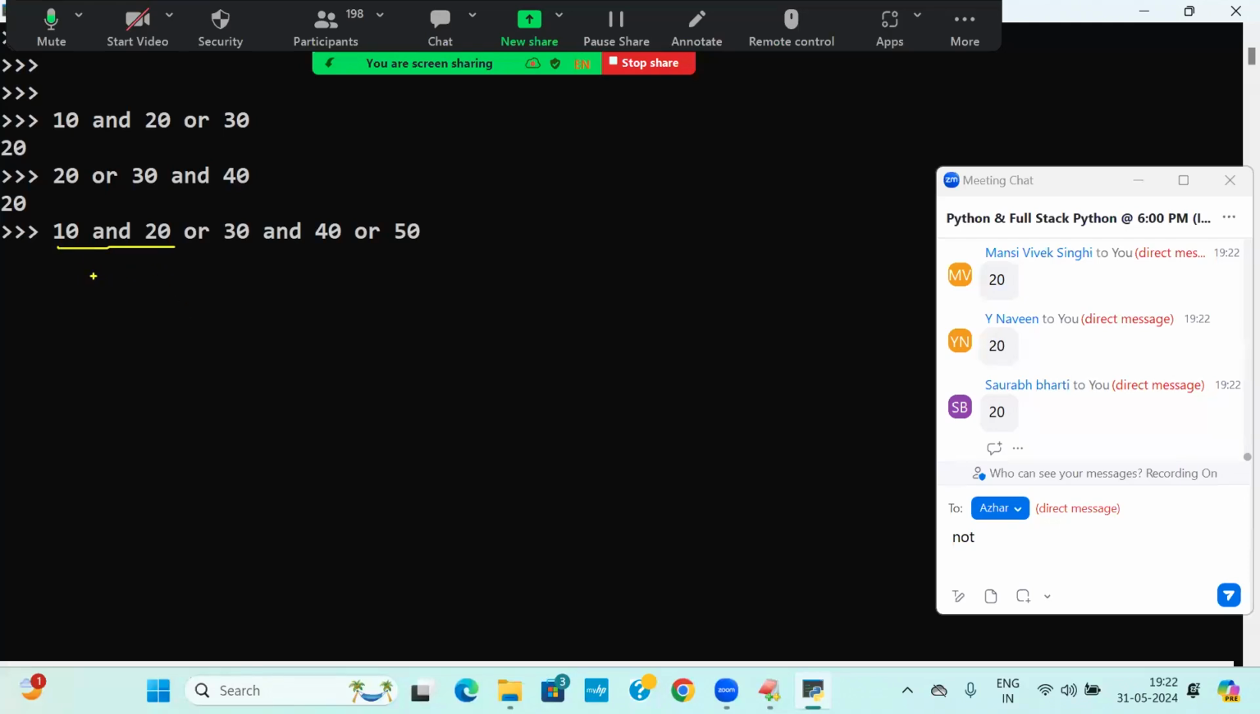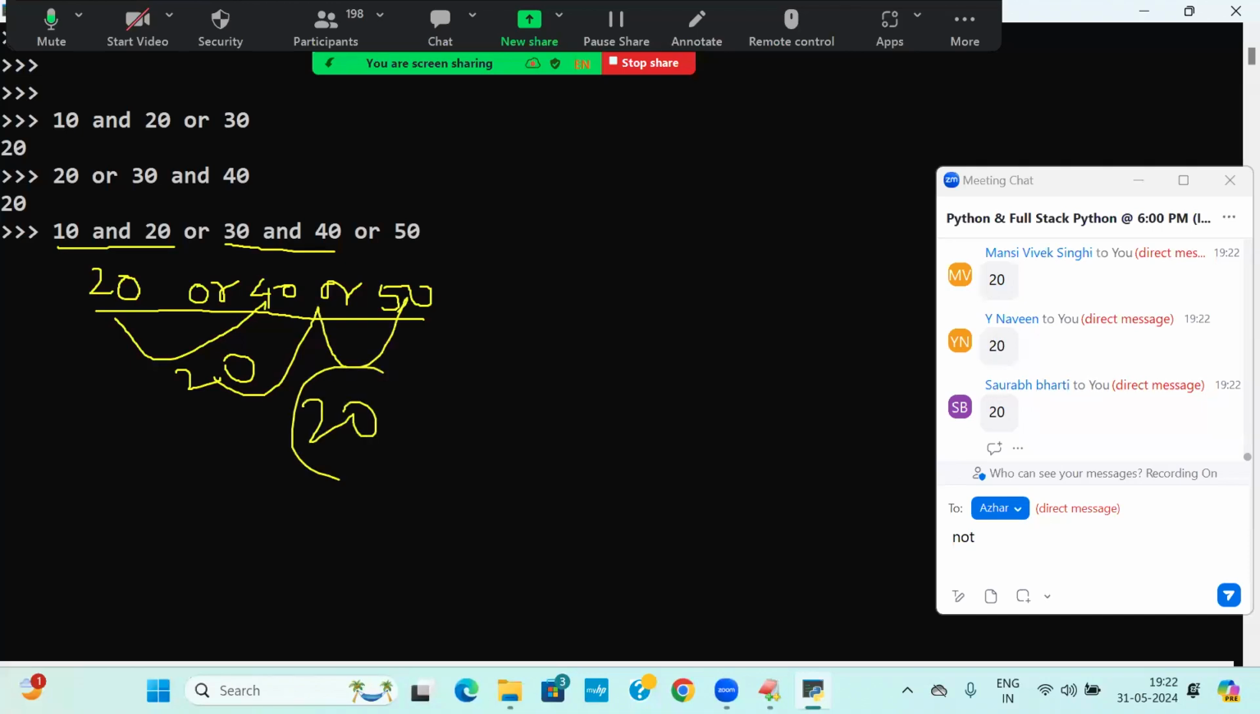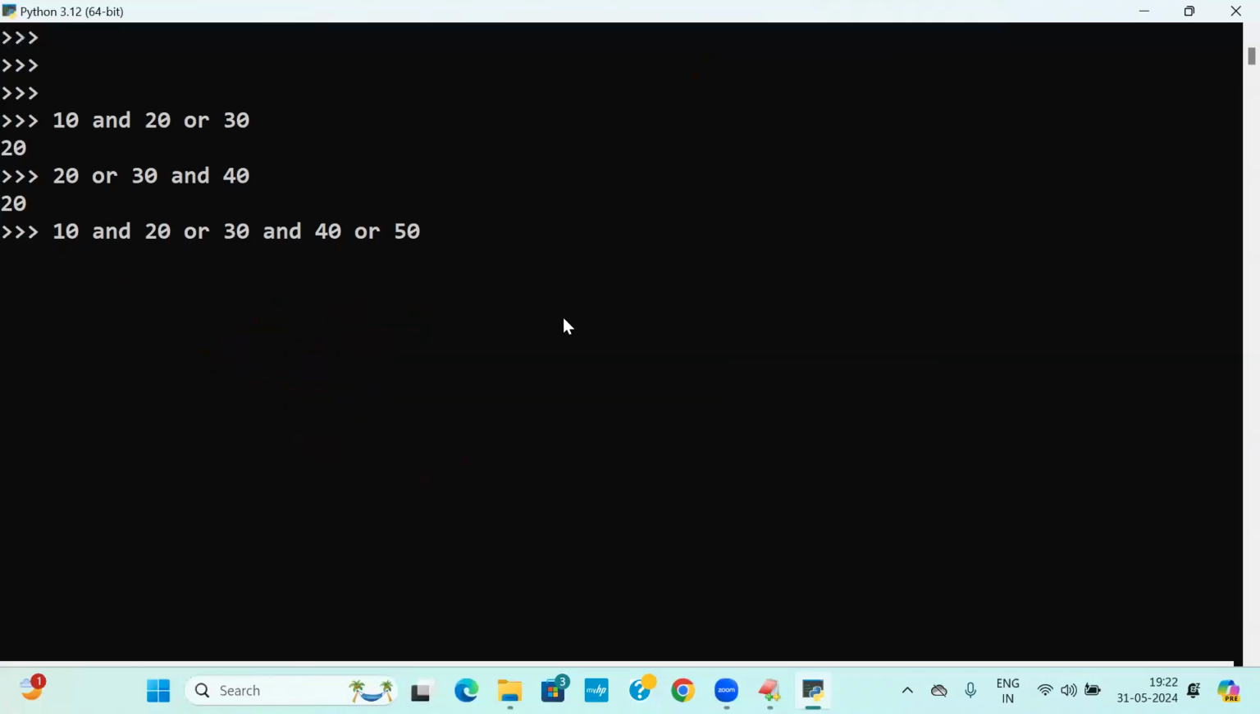First do that. What is the answer? Come on, 20. What is this answer? Okay, you connect that. Or what is this? 50. So say 20 or 40 or 50. What is the answer? 20. 20 or 50? 20 is the answer. Okay now? Easy or difficult now? Okay.